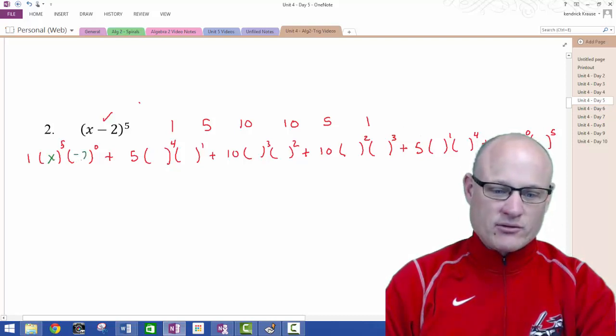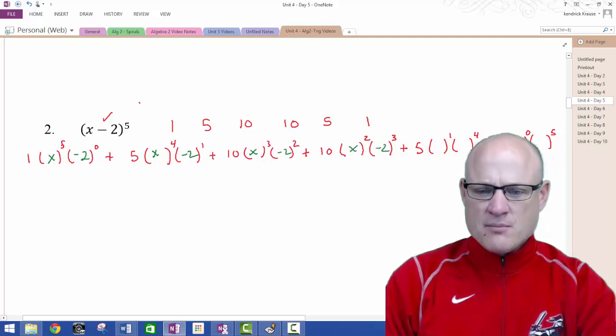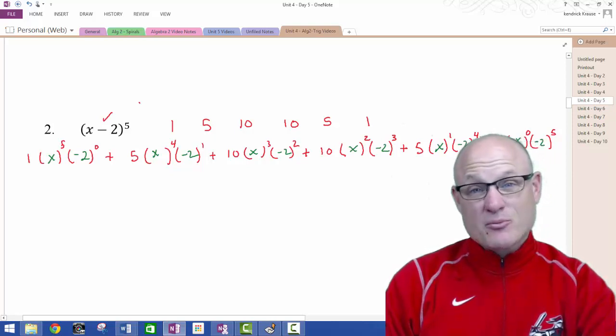X minus 2. X minus 2. X minus 2. Anybody getting sick of me saying it? X minus 2. Binomial expansion is by far one of the most tedious things there is to do, especially since a computer will do it for us.